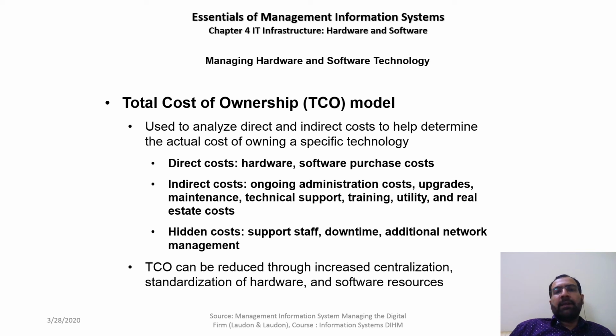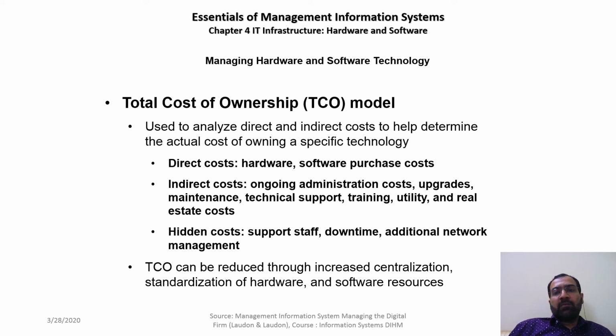Indirect cost is the administration cost, upgrade, maintenance, technical support, training, utility, and real estate cost. These are indirect costs which are there. Of course, to run those systems, you need to have administration, so administration cost is there. There is a need for upgrades. You must have maintenance contracts, or maintenance cost is there. You need technical support. You have to provide training to the individuals who are using those systems, to the users, and so on and so forth.